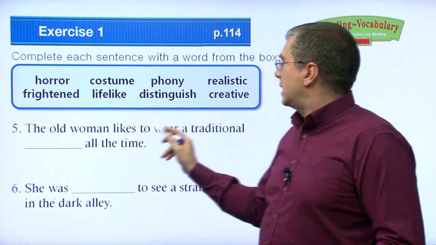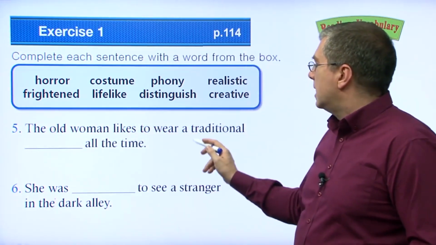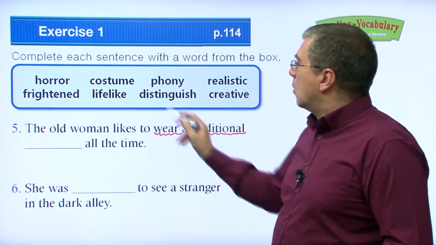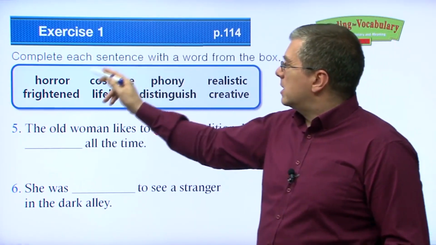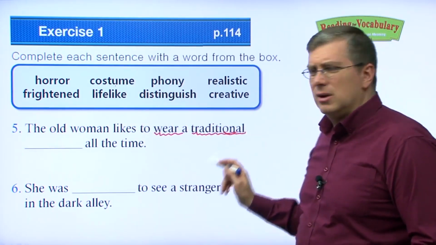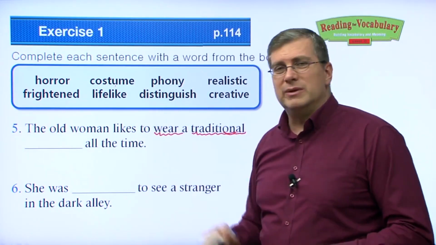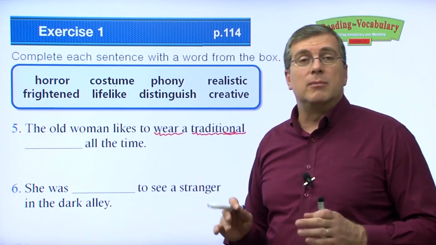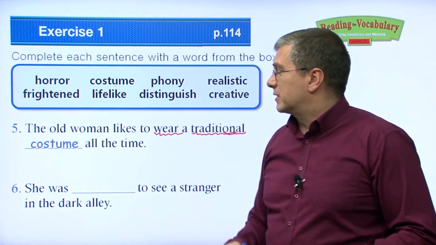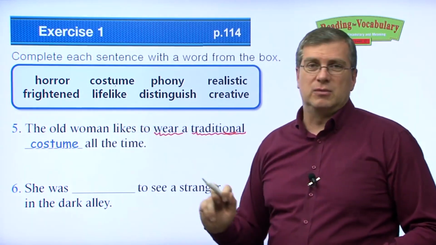The old woman likes to wear a traditional beep all the time. Now here we have traditional, and here we have wear. What can you wear here? The only thing you can wear is a costume. But here we have traditional. Now the example I used for costume, and we saw, was of the little boy in a bedsheet. He looked like a ghost, right? And of course it's costume. But in this case, it's a traditional costume.